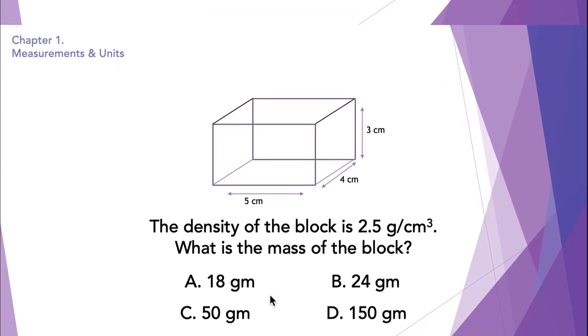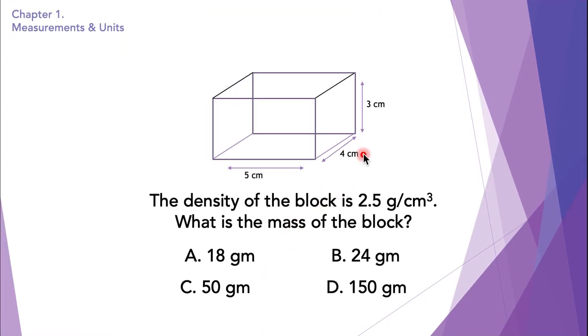Second question. The density of the block is 2.5 grams per centimeter cube. What is the mass of the block? Here we have the options. What is the correct answer? Pause the video and do your calculation and find the answer. So the correct answer is 150 grams.